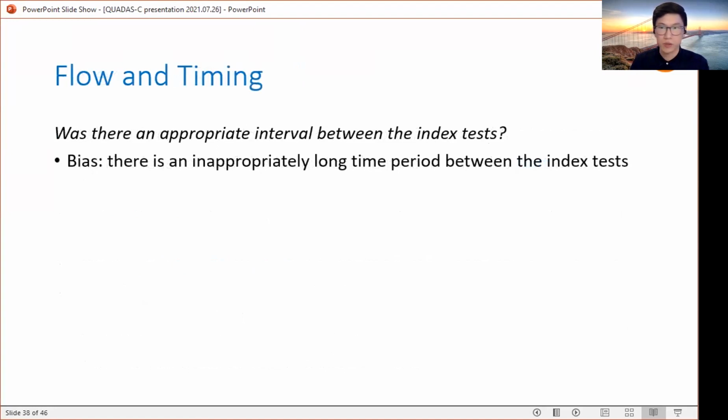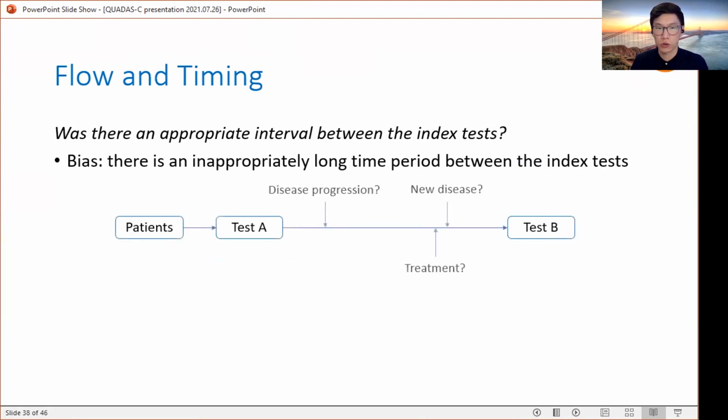Now, in the interest of time, I don't think I have time to go over the last one, which is about an appropriate interval between the index tests. But this comes down to the fact that the period between the index tests should be as short as possible in order to avoid things like disease progression, treatment in the meanwhile, or new disease appearing.